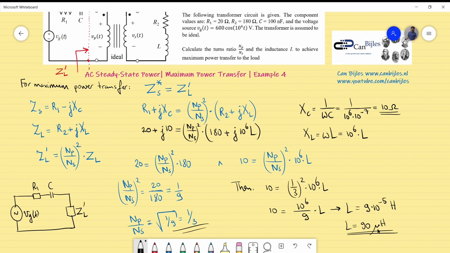So you will have a maximum power transfer using the ratio of NP divided by NS of 1 over 3 and the inductor value of 90 microhenries.